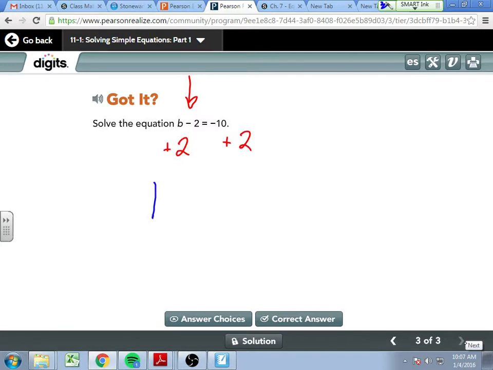And that gives me that b is equal to -8. Be careful when we have positives and negatives. Some of us are still struggling with that.